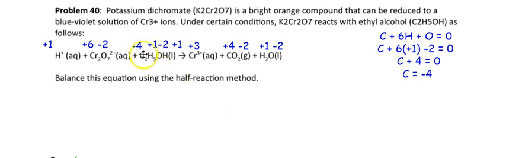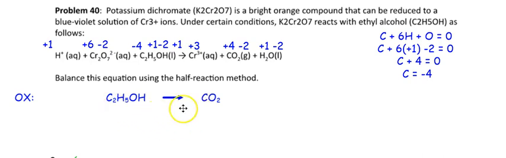I think it was carbon. -4 to +4. It did. It went up. So that's my oxidation half reaction. What is the first rule? Go back 2 pages. What's the first rule? Balance all your elements except for hydrogen and oxygen first.